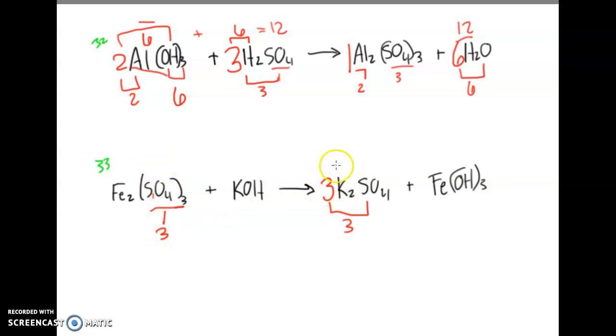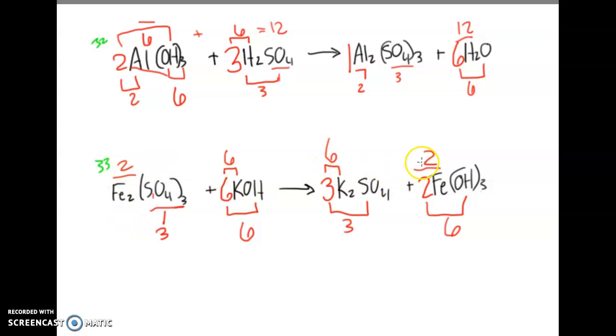By putting a 3 in front of the K2, it also makes 6 for the Ks, or potassium. So over here, to balance out my potassium, I have to put a 6. So I have 6. My hydroxides, because I put the 6 here, I now have 6 hydroxides. Over here, I only have 3, so I need to multiply this by 2. 2 times 3, 6 hydroxides. And my irons, 2. Over here it's already a 2. So that is now balanced.